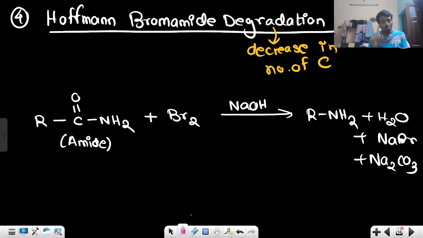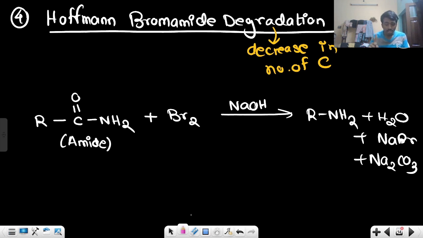Where amide is there and it gets converted to an amine of lower carbon. Why? Because that CO group is not there. It will go out as Na2CO3. So one carbon will get lesser. So you can see it is RCONH2. In the product it is RNH2. Just the CO group has gone out as Na2CO3, definitely not as CO2.